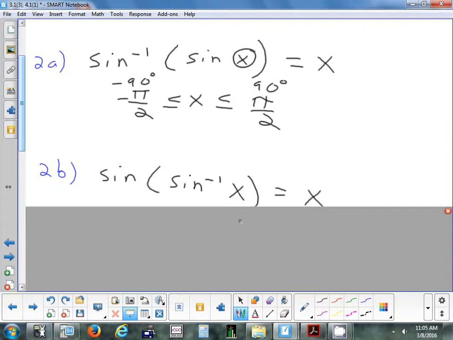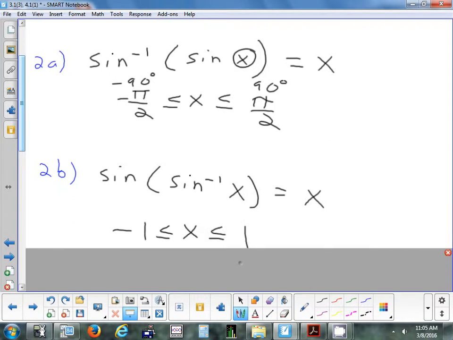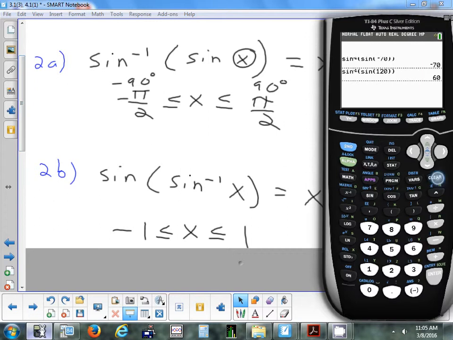Does anybody remember when I graphed sine and cosine yesterday? What was the highest that sine ever went? 1. And how about the lowest? Negative 1. So this time, this formula only works if you pick a value of x between negative 1 and 1. I'll type a few in and try it.